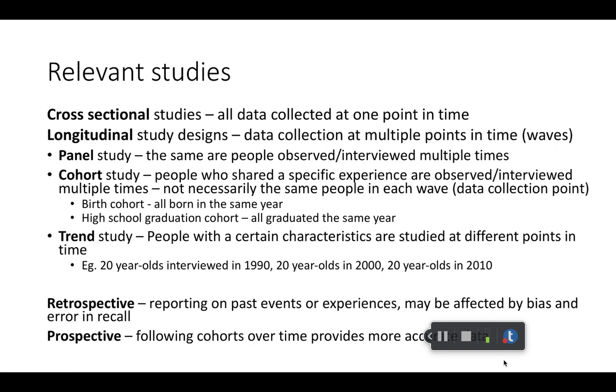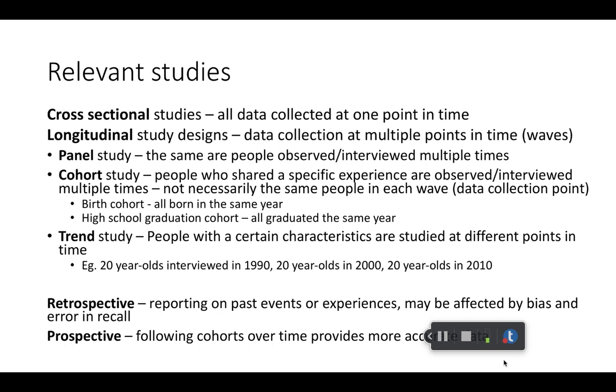For example, a birth cohort is defined as people who are all born in the same year. You could take people born in 1990 and interview them when they're 5 in 1995, and you could take a different sample of people born in 1990 and interview them in 2000 when they're 10. It's still the same birth cohort.